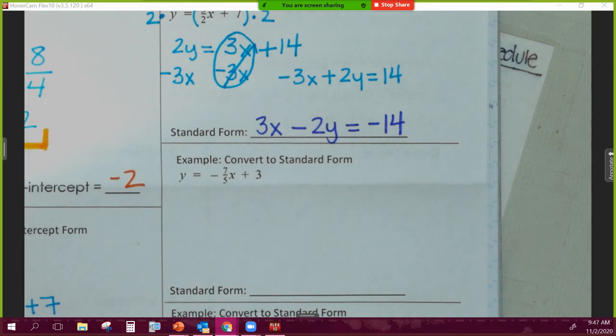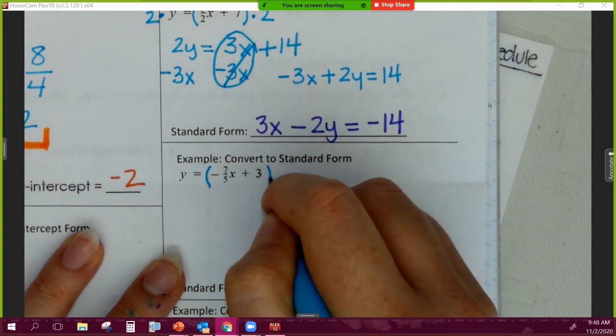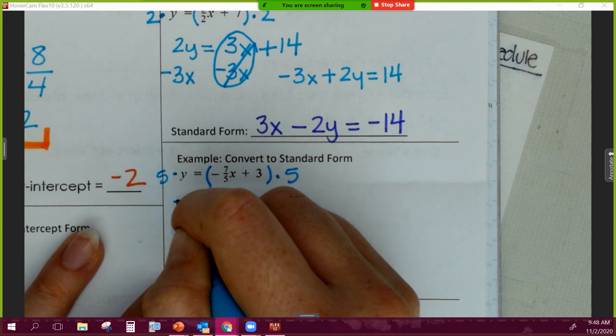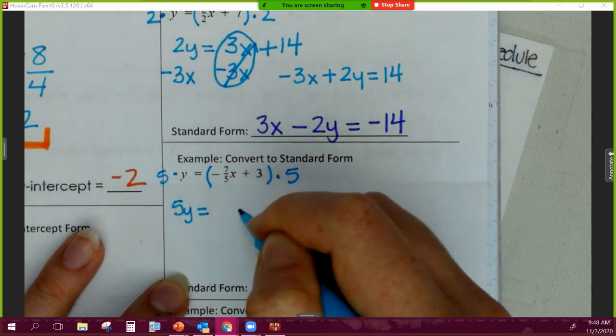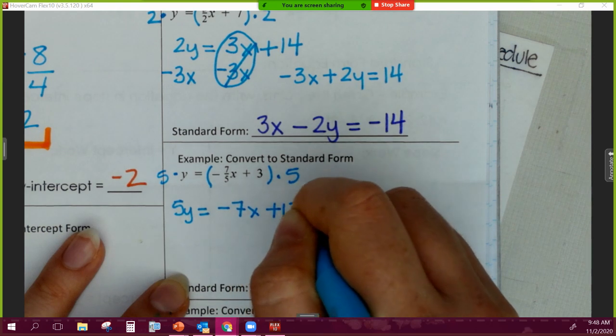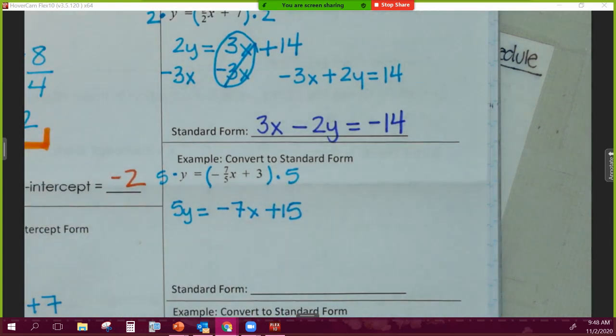Next one. Once again, we're in slope-intercept form. We need to convert to standard. So step one, get rid of your fractions. We get rid of a fraction by multiplying everything by what's in the denominator. So now I have 5y is equal to negative 7x plus 15. Make sure everything gets multiplied by 5.